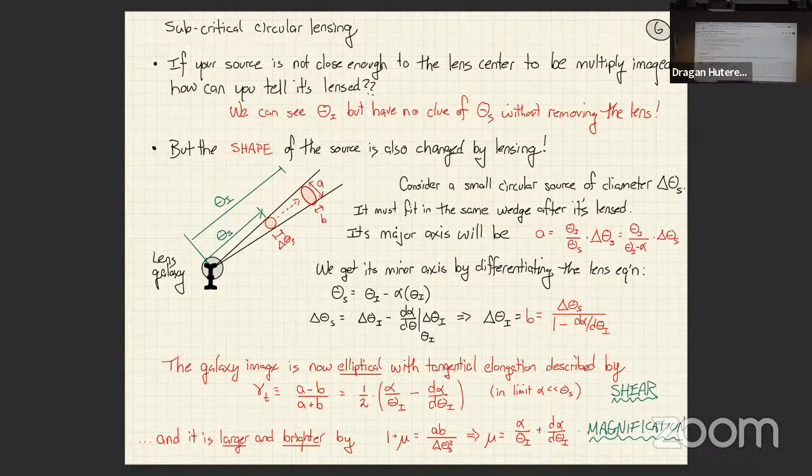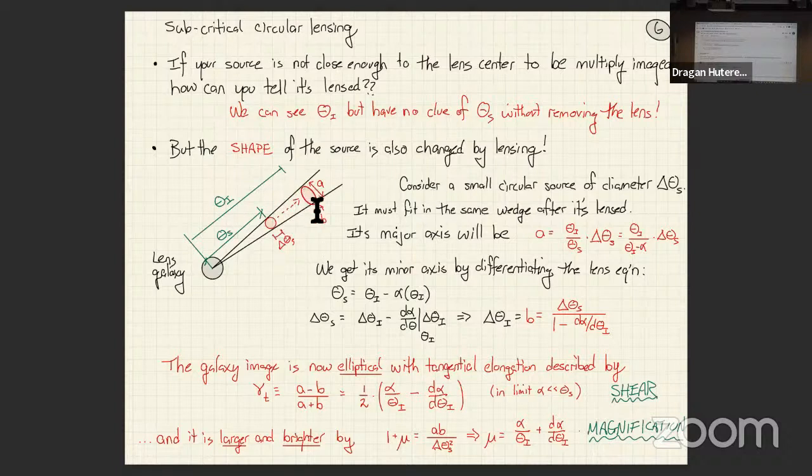Now, because the mass is circularly symmetric, photons can only be deflected radially, right? There's nothing in this lens that can move photons around a circumference. And that means that the image of this galaxy will fill the same wedge as its source did, right? So it'll move from being here to being out here. And what that means is that its size and shape can change. So let's think about that.